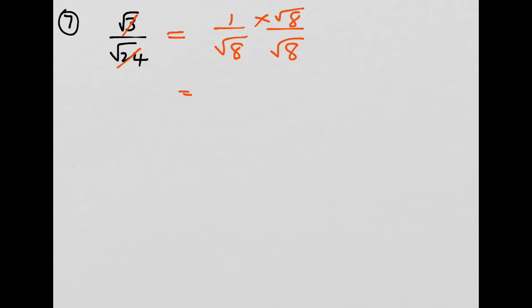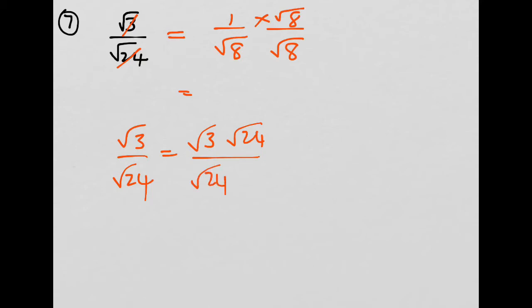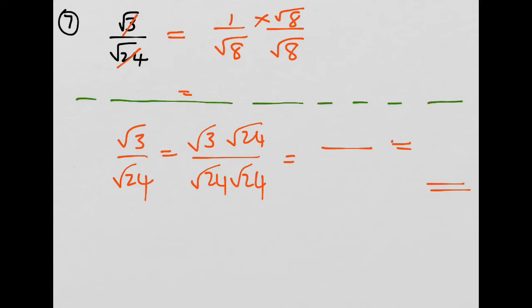Or we can do rationalising at the start. So we can multiply the top by root 24, then we can multiply the bottom by root 24. That will give us a new top number, that will give us a new bottom number, which we'll need to simplify to get the answer. So you can go through this question in whichever method you prefer.